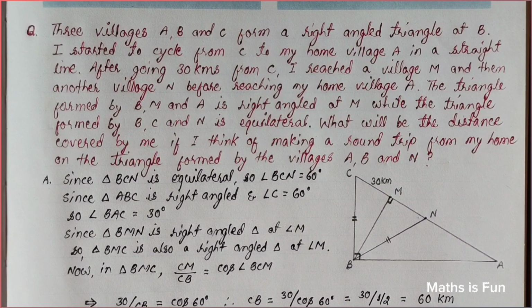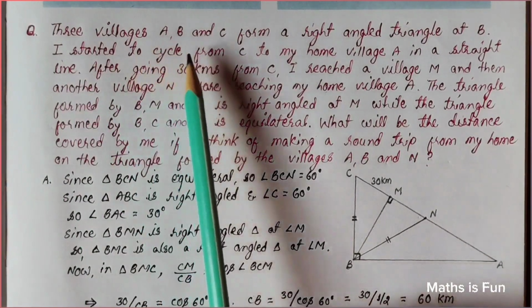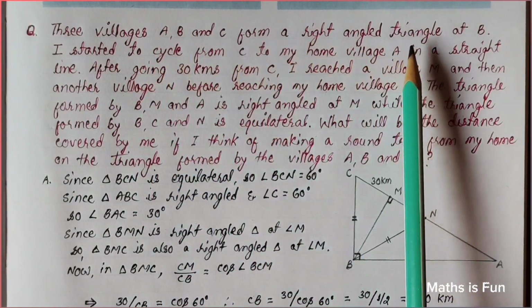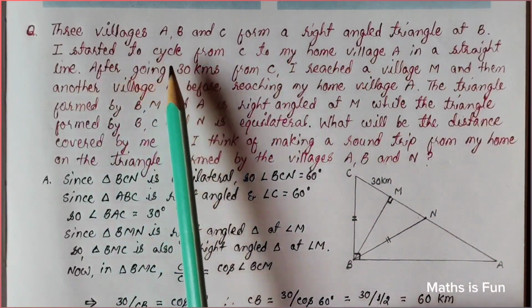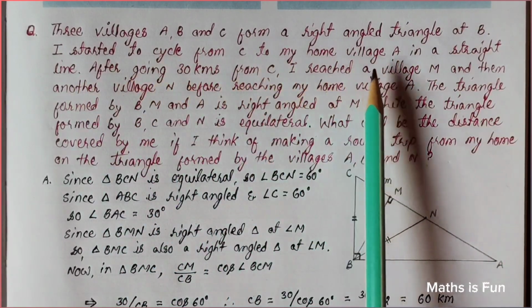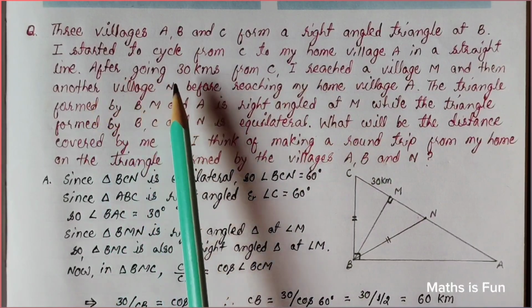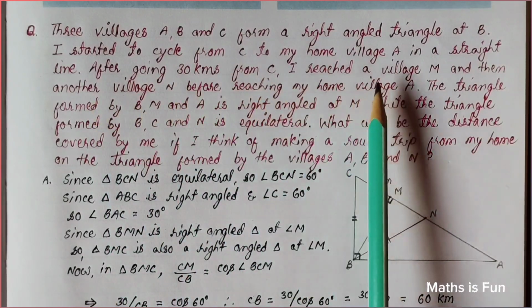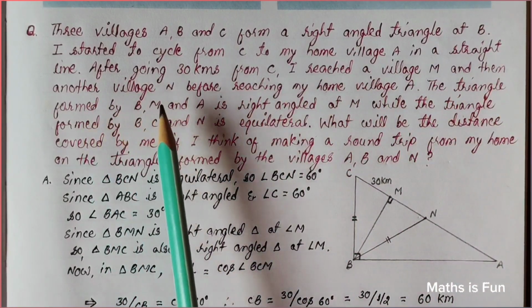We have a very practical question in this video. The question is, three villages A, B and C form a right angled triangle at B. I started to cycle from C to my home village A in a straight line. After going 30 kilometers from C, I reached a village M and then another village N.